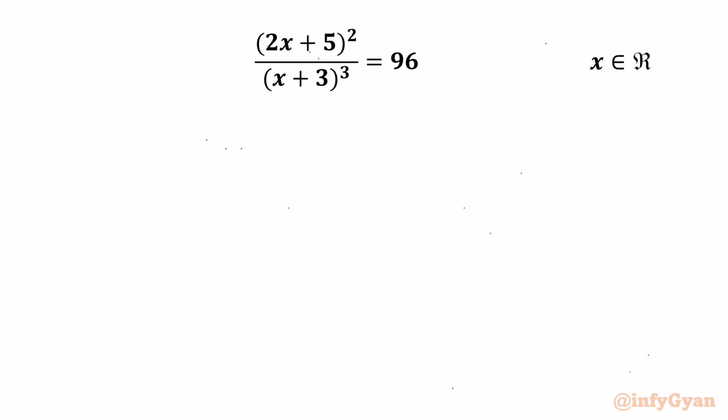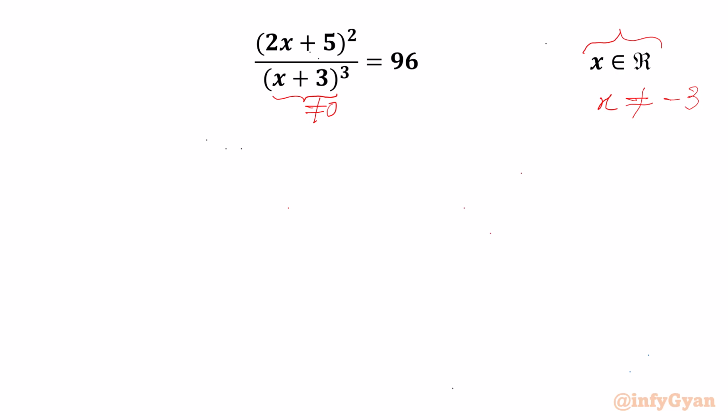In this video, we'll be solving one very interesting question from algebra. Our equation is (2x + 5)² over (x + 3)³ equal to 96, and we are looking for real solutions only. So let's get started by writing: denominator cannot be 0. So I will write x cannot be negative 3. x + 3 cannot be 0, so x cannot be negative 3.